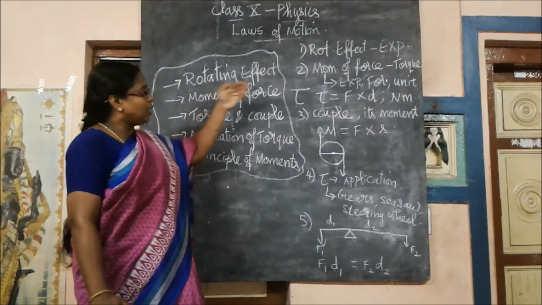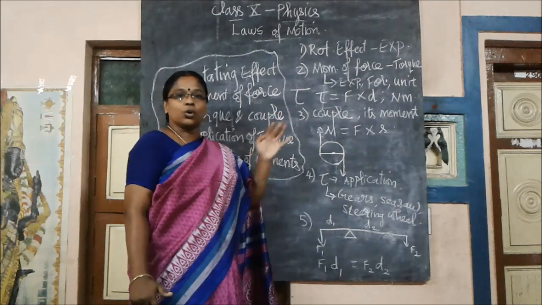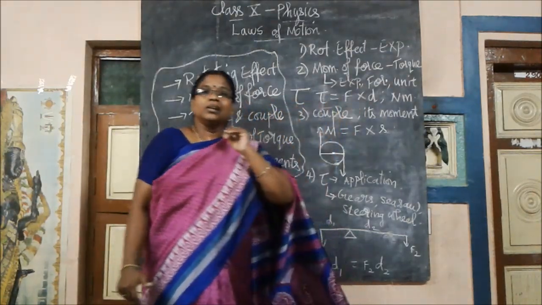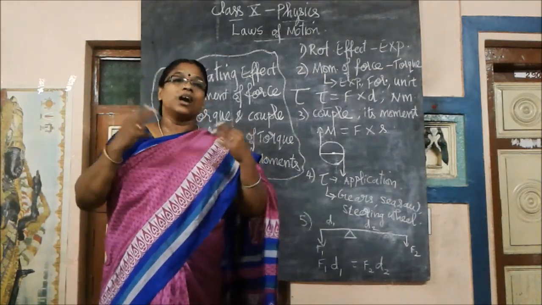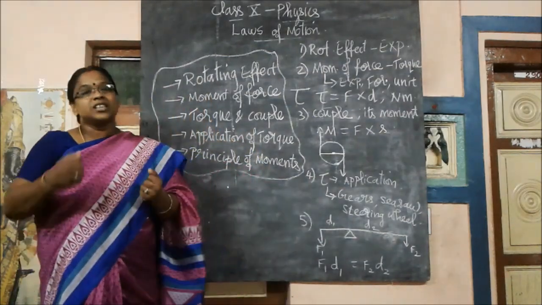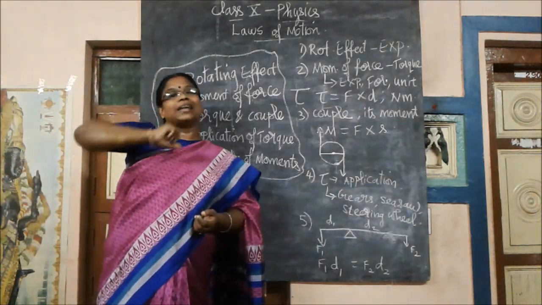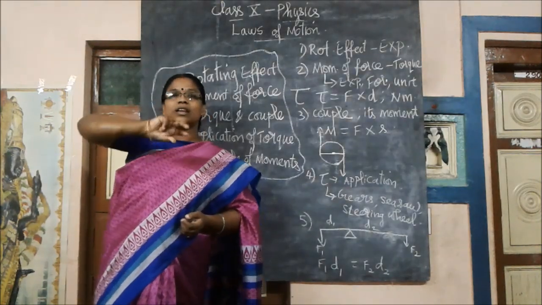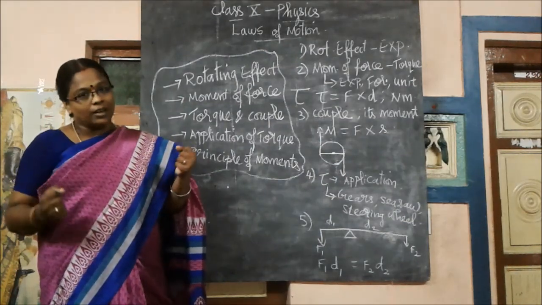Okay, children, come. Now let us move into the couple. Here we apply only one force, so we applied tau is equal to F into D. Sometimes force will be applied as a couple. I will tell you an example: steering of a wheel. When we close or open a tap, we give one force in this direction and one force in another direction. Steering a car, steering a wheel.